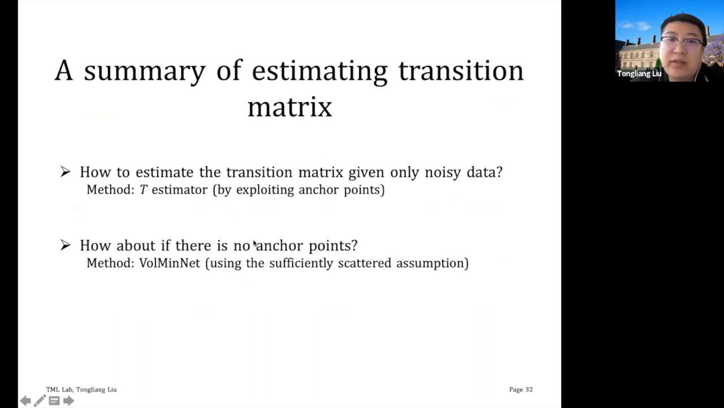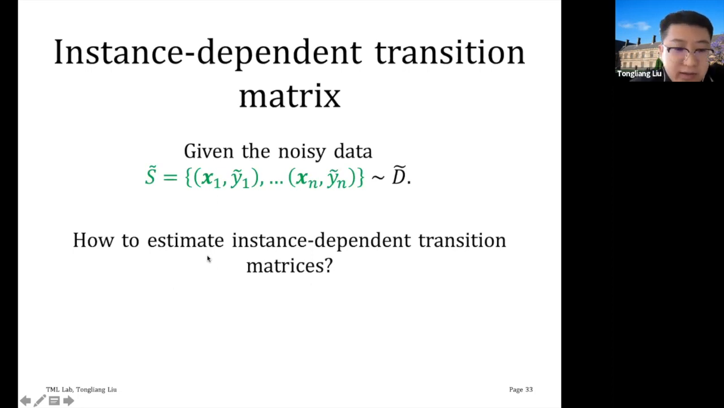We also would like to make a quick summary here. How to identify the transition matrix and how to estimate the transition matrix. We introduce you the T estimator, which uses the anchor point assumption. So the anchor point assumption may be strong, then we introduce you the sufficiently scattered assumption, and correspondingly, we propose the volume min network to learn the transition matrix and the classifier at the same time in an end-to-end way. And here we also want to quickly introduce you.